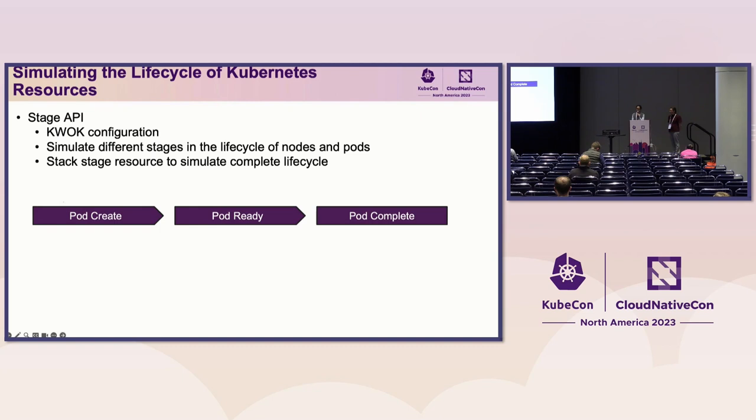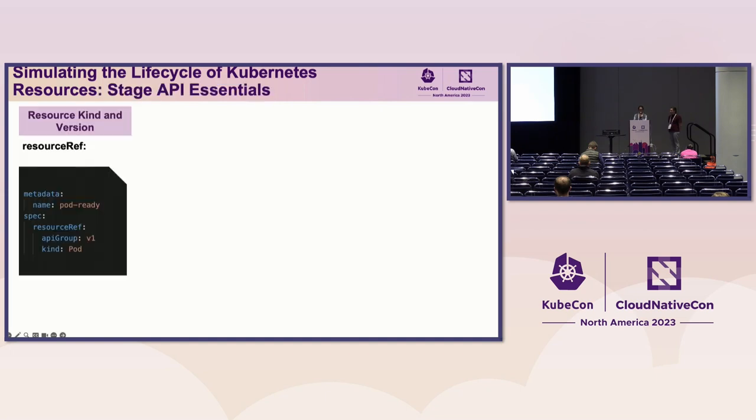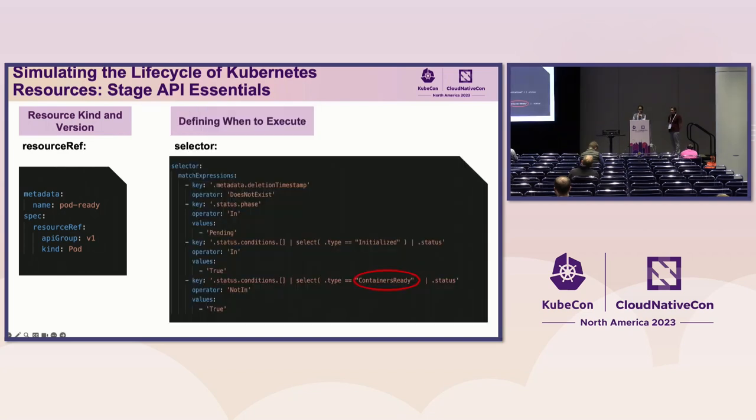So if we focus on just the pod ready stage, let's look at what the stage resource and the corresponding YAML looks like and what the fields of interest to us are. So first of all, you need to specify the kind of resource you want to apply this stage to, because we are working with the pod ready stage. Of course, this stage applies to the pod. Next, in the stage API, there is this selector field that allows us to define when to execute this stage. So for example, a pod ready stage should be executed only when a container has been initialized or multiple containers are initialized and ready.